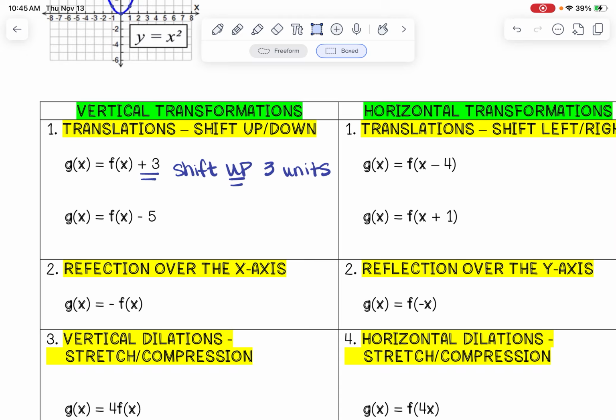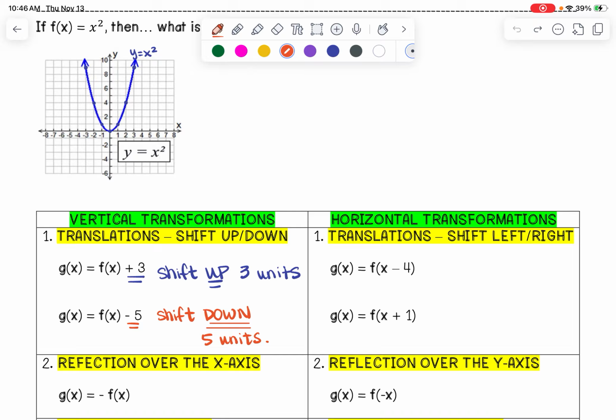If I had my graph of my parent function, which I could do right here, right? If I shift it down 5 units, now my parabola is going to look like this, right? Same parabola, same width and everything, just shifted down 5 units.